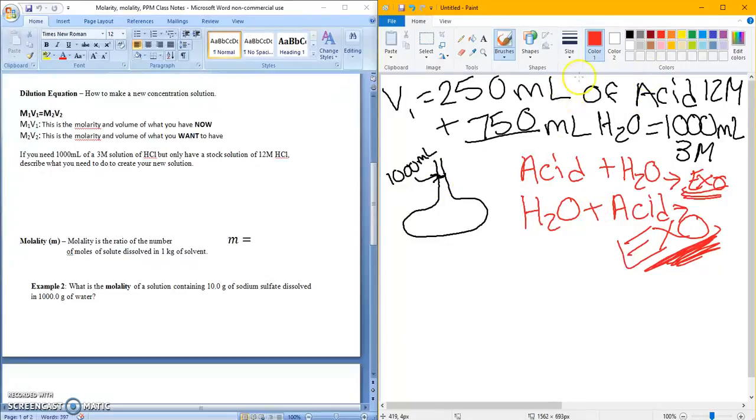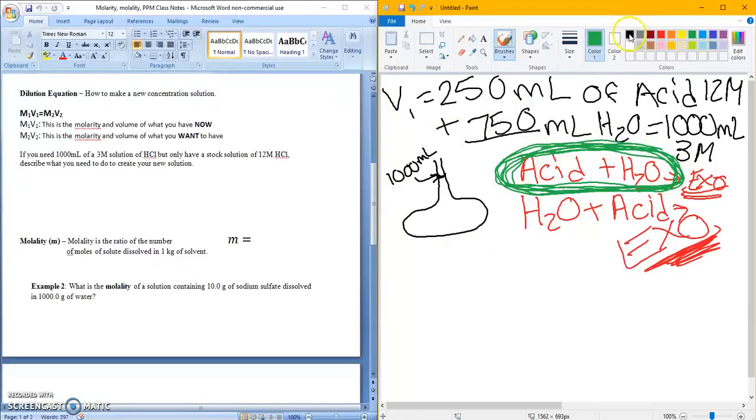So, on your notes, make sure you write, whenever adding acid and water together, you put acid into water. You never put water into acid. Okay? Write that down. Know that fact. Very important. We're going to go into acids and bases, and that is extremely important.